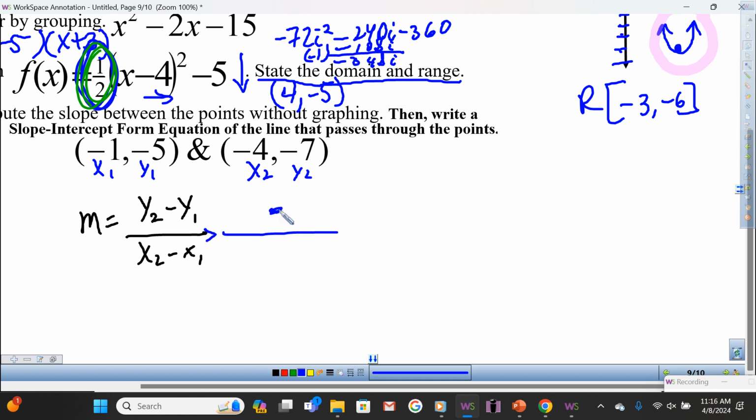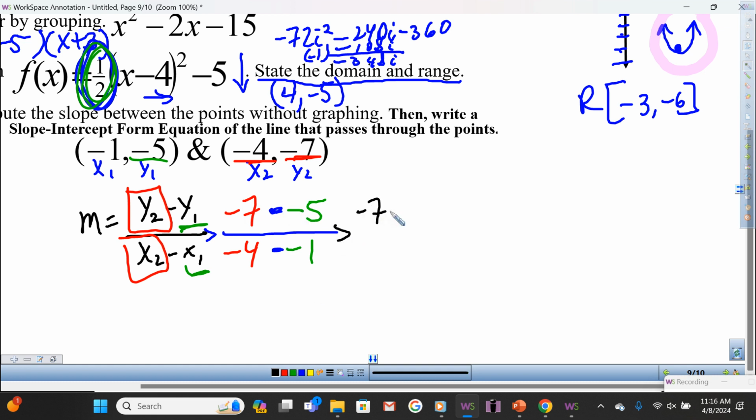So, I'm going to start with y sub 2, x sub 2, y sub 1, x sub 1. So this is -7, negative times the negative is a +5, -4, negative times the negative is a +1. So this is -2 over -3. So my slope is 2/3.